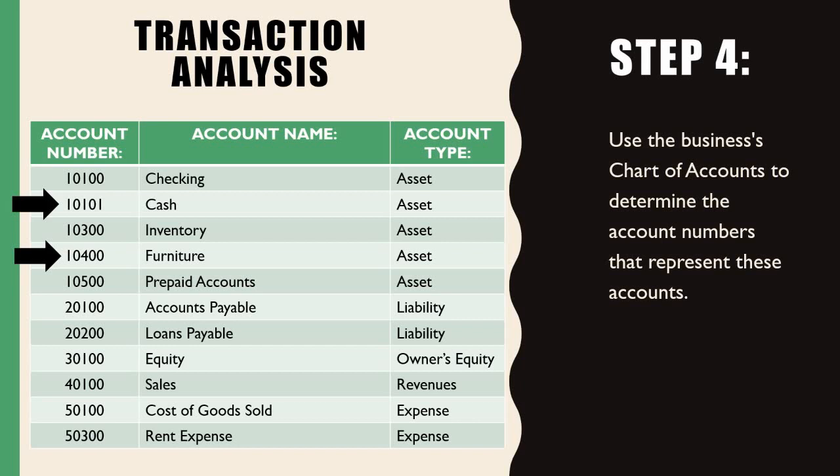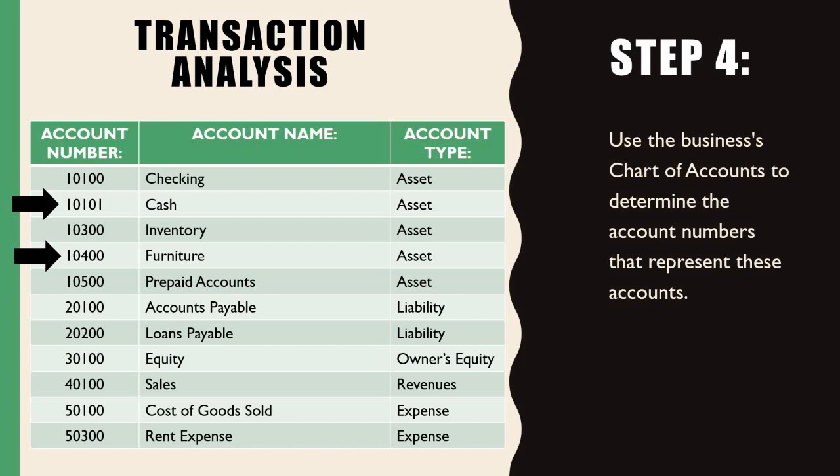Then step 4 is looking at the company's chart of accounts. Do you have those accounts that you just listed out? Well, I have my checking account, that's my bank account, and I use cash. I paid with cash. Next, I do have a furniture account. It's a fixed asset of mine. So I determined that I do have these accounts in my chart of accounts.